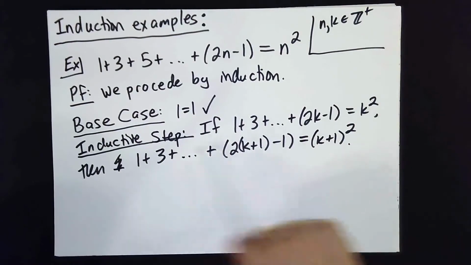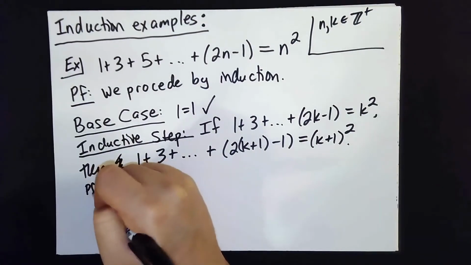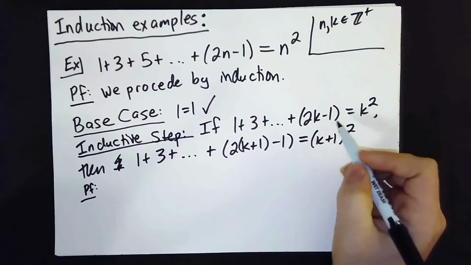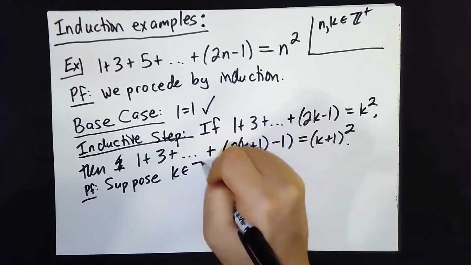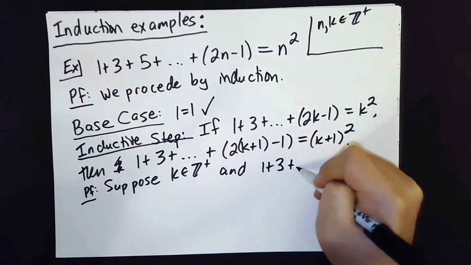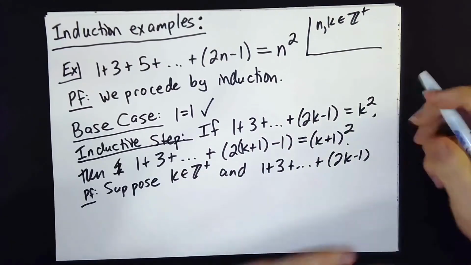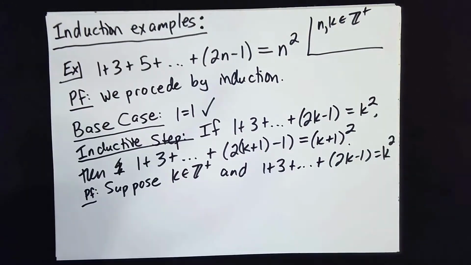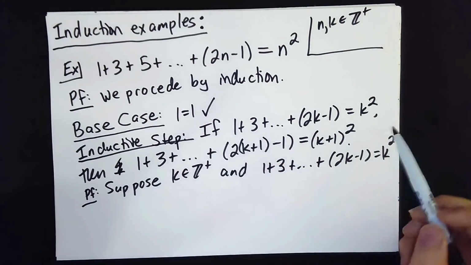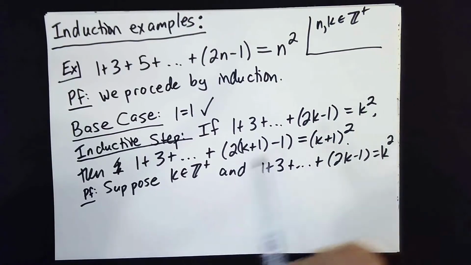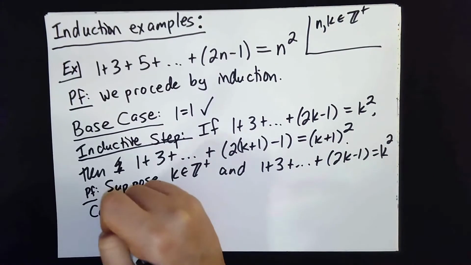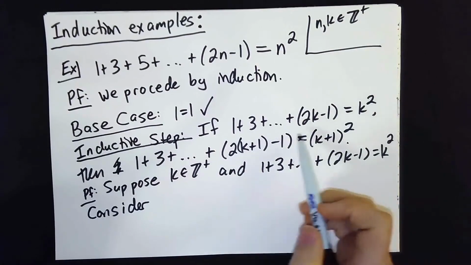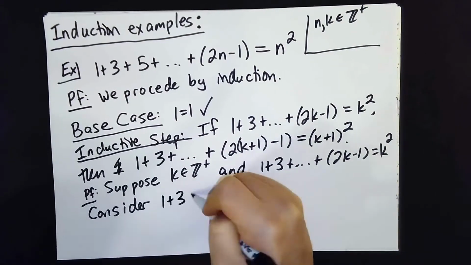So remember, this is an if-then statement that we need to prove, so we can do the proof within the proof. And so we'll suppose the if part here, that is, we'll suppose k is a positive integer, and the sum of the first k odd numbers is k squared. And this part, the if part of this, is what we call the inductive hypothesis. So we're assuming the inductive hypothesis. It's the if part of this statement. And so now we want to look at what happens when we look at this thing over here on the left-hand side.